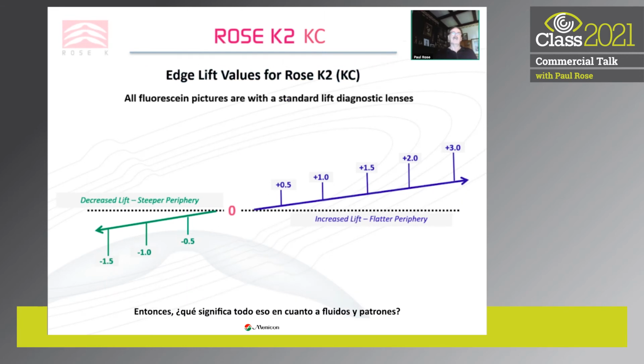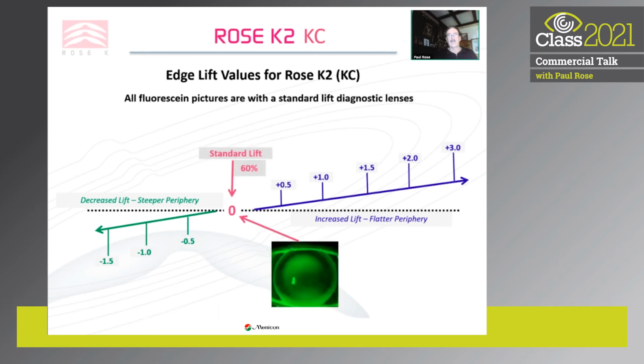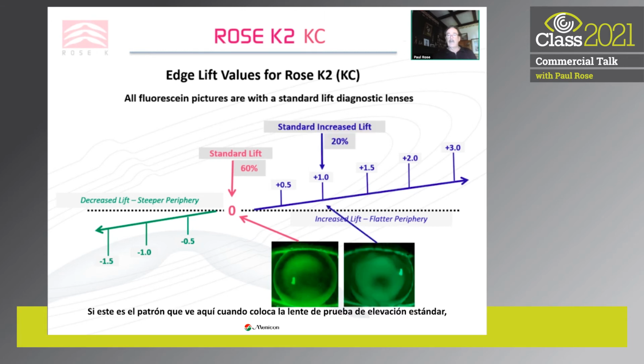So what does all that mean as far as fluorescent patterns go? If you put the standard lift, and all these pictures are with a standard lift diagnostic lens, on the eye and this is what you see, this pattern is completely acceptable, even though it's a little bit asymmetric on the nasal and temporal. You would simply order zero lift or a standard lift. If this is the pattern you see here when you put the standard lift trial lens on, this is much too tight, you're going to have to order the standard increased lift to achieve this pattern here.